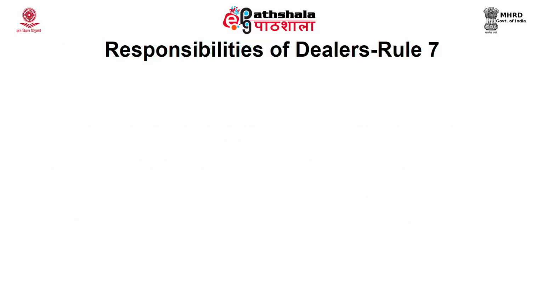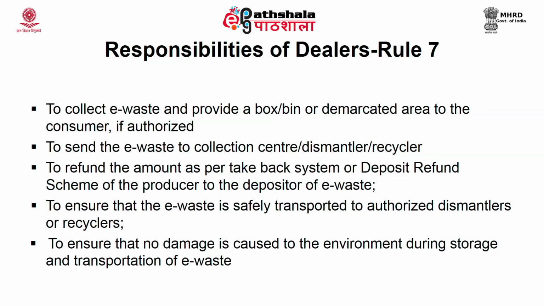So Rule 7 deals with dealers, and it provides that a dealer is to provide space for storage of e-waste, and when the consumer has come to him, he is to provide a box or a bin so that the e-waste can be stored there, or he is to demarcate an area where the consumer can deposit or keep the e-waste, and then he is to ensure that this e-waste is sent to the facility or to the dismantler or recycler, and the storage as well as transportation does not cause any loss to the environment.